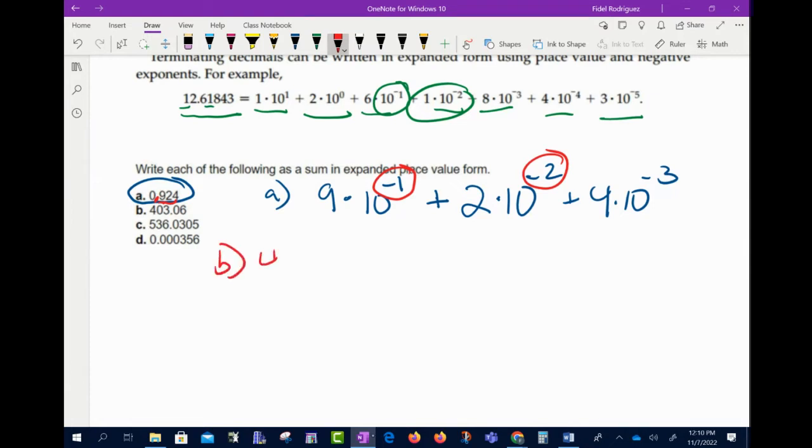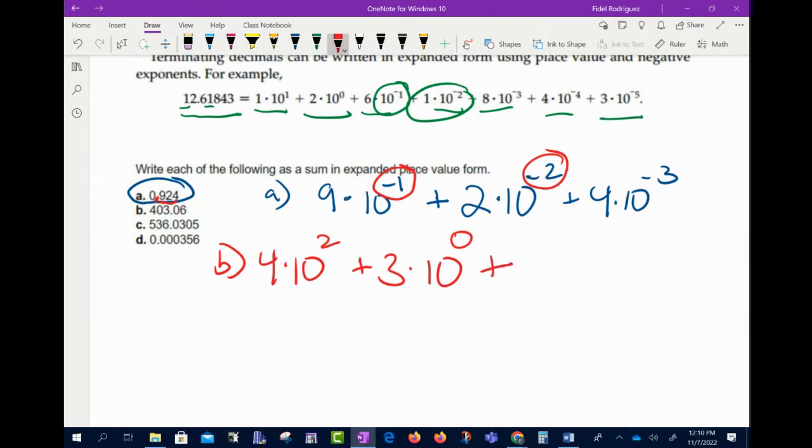So look, y'all, 4 is in the hundreds position. Now, the hundreds position is always going to be a power of 2, okay? Now, we have a 0 there, so I'm not going to write the 0, but then we have a 3. The 3 is in the ones position. The ones is always going to be a 10 to the 0, okay?